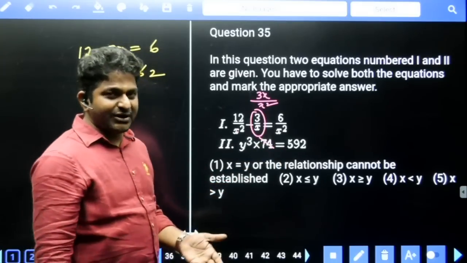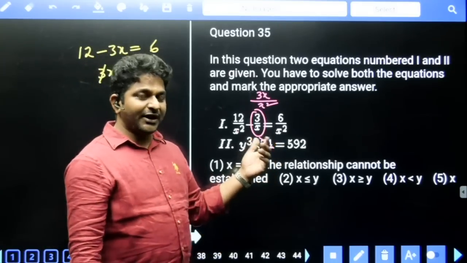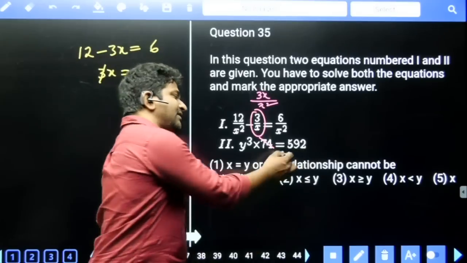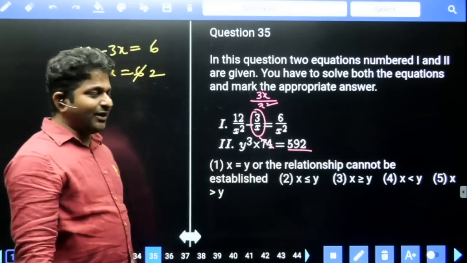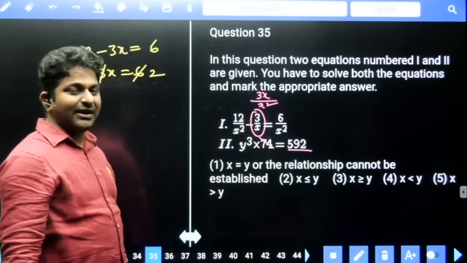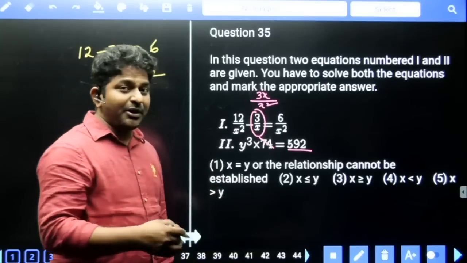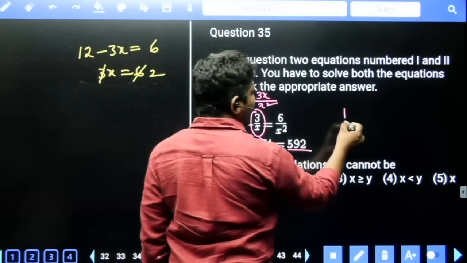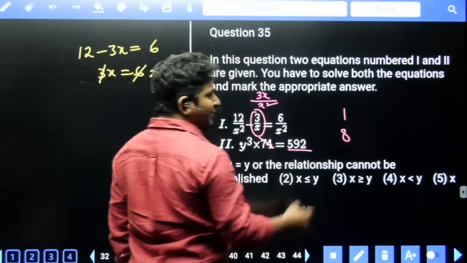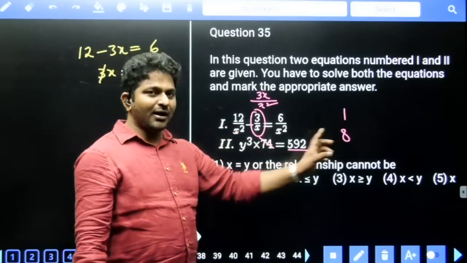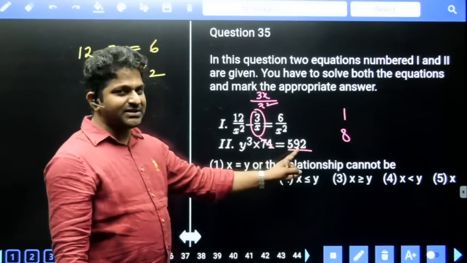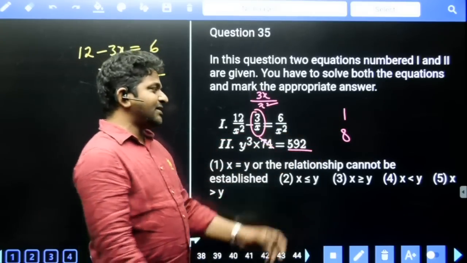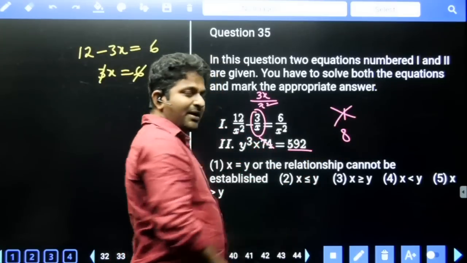Next one, 74. 74 10 times is 740, but you have less than that. So less than 10 only. Y cube value is less than 10. Less than 10, how many cube values are there? 1 cube, that is 1, 2 cube, that is equal to 8. Either it is 1 time or 8 times. 74 once is 74, but that is more than that. Hence, this is eliminated and it may be 8 value.